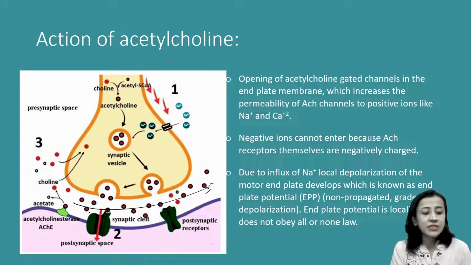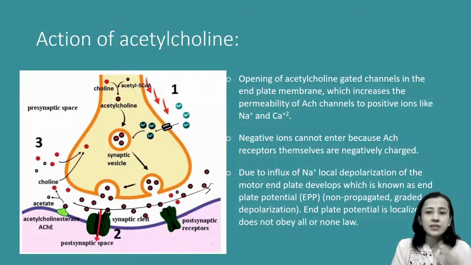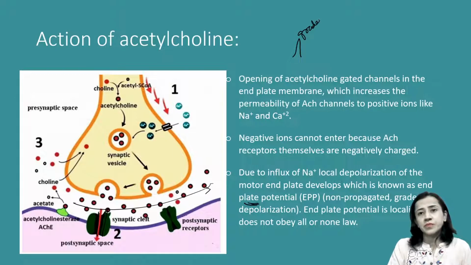Acetylcholine receptors are negatively charged, so they repel negative charges. Because of entry of positive ions, initially there is end plate potential. What is end plate potential? That is local, as we have discussed yesterday. This is also known as graded potential.